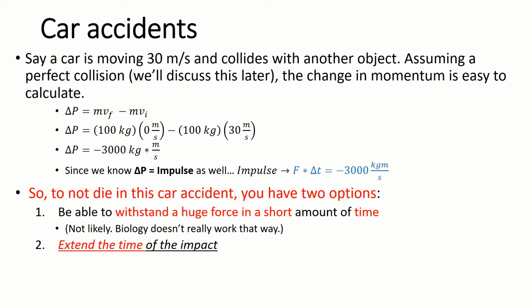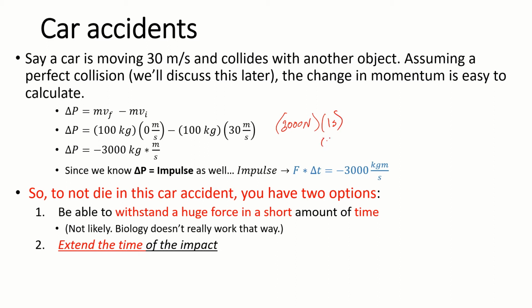Or the other option you have, because that negative 3,000 is equal to a force multiplied by a time, is to either withstand 3,000 newtons of force in 1 second, which is 30 Mr. Willises, or extend that time of impact. If you can double your time of impact, you cut your amount of force in half, right? So let's jot a couple of these numbers down. One option would be 3,000 newtons of force, 30 Mr. Willises, in 1 second. That would likely hurt you a lot.